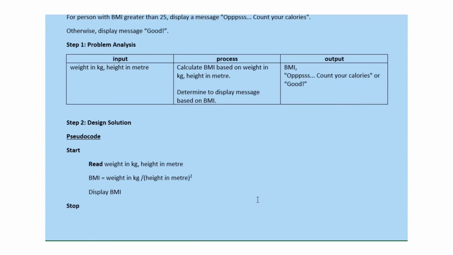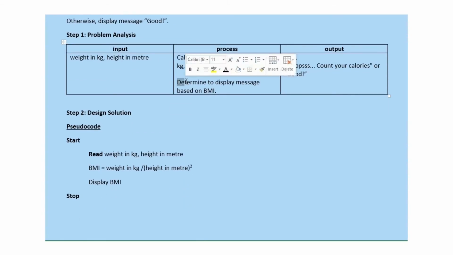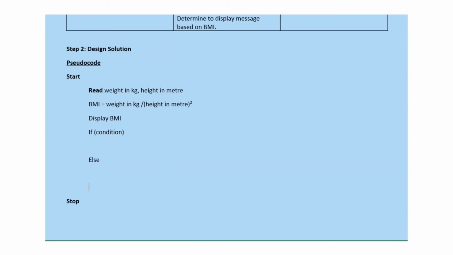After you have calculated the BMI, then we will determine which message will be displayed, either the first message or the second one. This is the difference between selection and sequence, so we need to use this one. For dual selection problems, this is the general form. We need to use the word if with the condition here, and then the word else here, and also the word end if here.